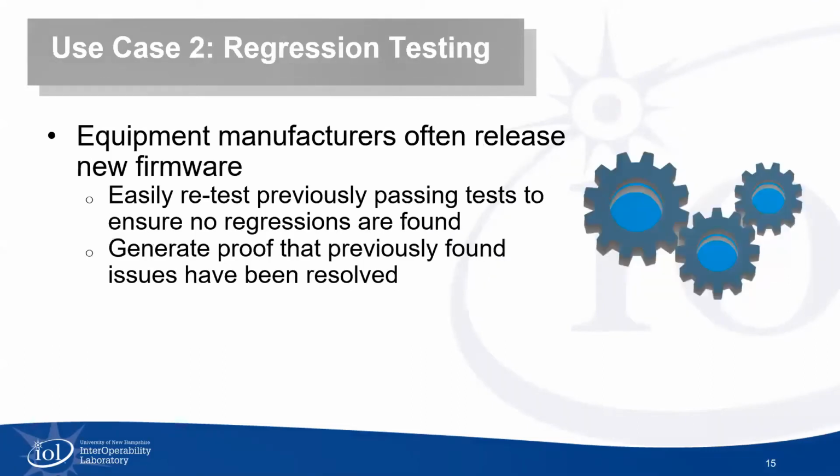In addition to doing that conformance validation, many equipment manufacturers often release new firmware, so you might not be making major hardware changes, but making those minor revisions to either correct issues or to add additional features. QualiPhyer allows you to easily retest and ensure that the new firmware, new hardware, has the same results as the previous one, or that the only thing that changed were the things you intended to change. So it allows you to test something that previously passed and make sure that there are no new issues found. Also allows you to generate proof that the issue that you were seeing has now been resolved.